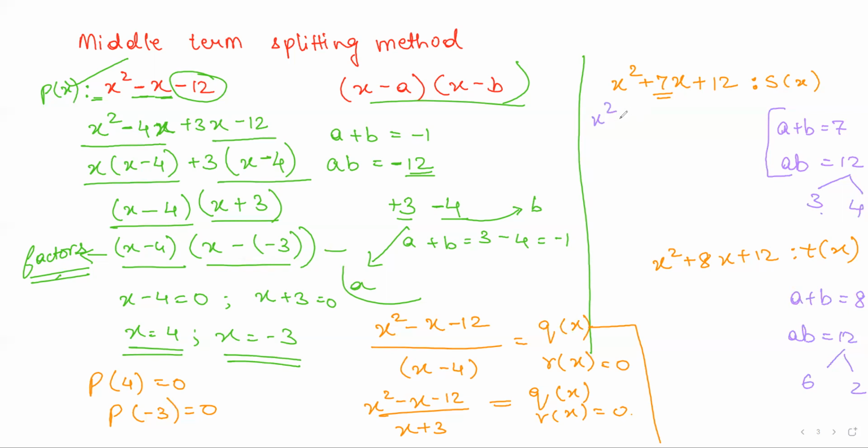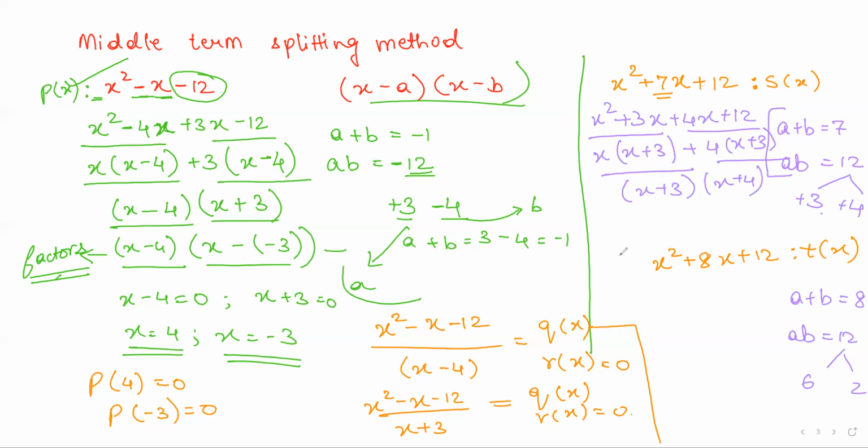So x square plus, both signs are plus because you're adding them to get positive 7. So plus 3 times x plus 4 times x plus 12. Amongst the first two, x is common. You're left with x plus 3. Amongst these two terms, x plus 3 is common and you're left with x plus 4.